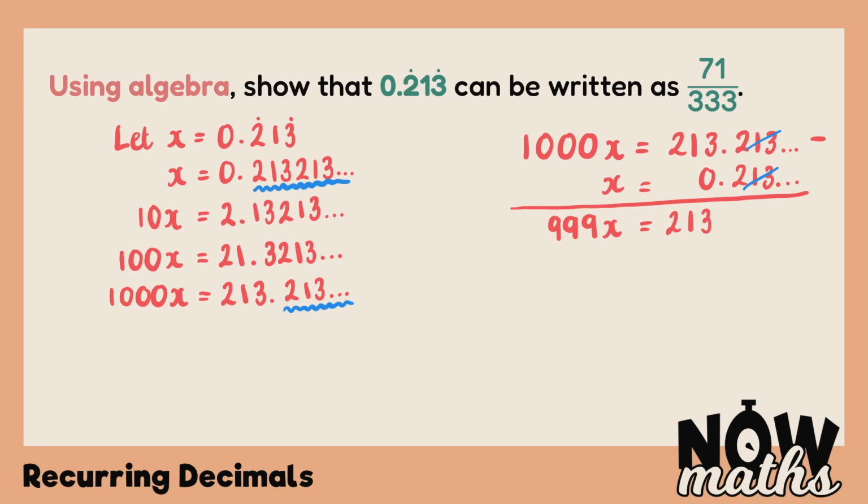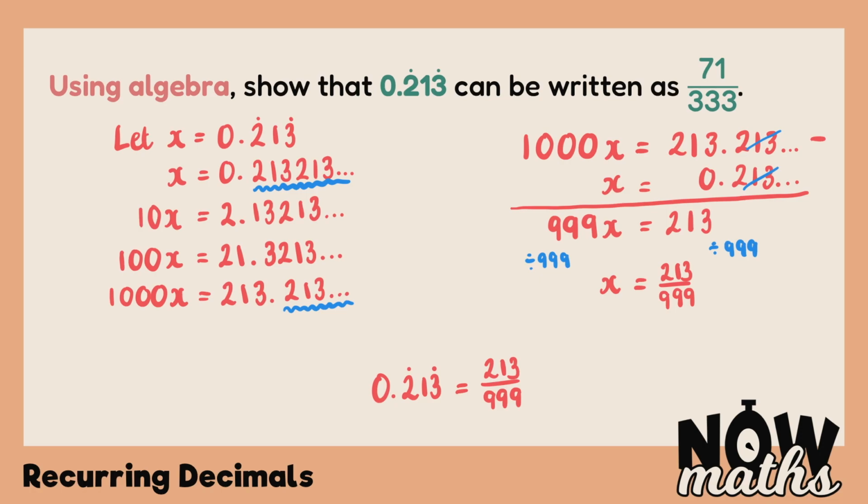Now we're left with the equation 999x equals 213. So to solve this, we divide by 999, which then gives us x on the left. And dividing 213 by 999, we get 213 over 999. So the recurring decimal we started with, which was 0.213 recurring, is equal to 213 over 999. The question asks us to show that it can be written as 71 over 333.